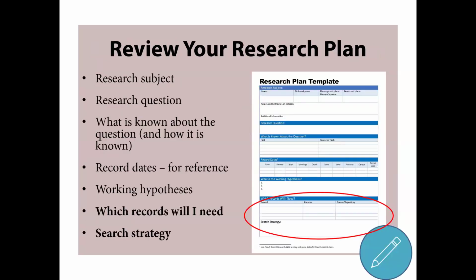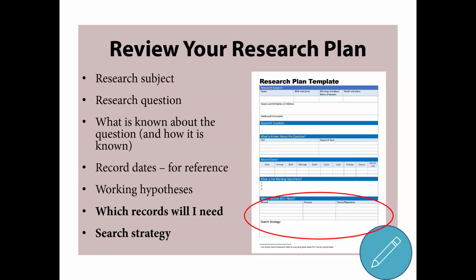You want to review your research plan, similar to what we went over last week. And of course, we talked about the research subject and then developing a research question around the subject. So your ancestor, John MacDonald, what was the research question? You wanted to find out where he comes from in Scotland. Now, then you wanted to put down what you know about that question and how it is known. It may be oral history, it may be a clue from a census record or a vital record. You want to put down different record dates for reference. That way it jogs your memory.